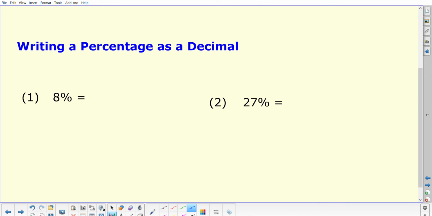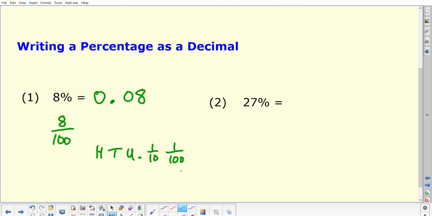And for writing a percentage as a decimal, you can first of all think about it as your fraction. So 8% we know is 8 hundredths. Your column headings, remember: hundreds, tens, units, tenths, and hundredths. So 8 hundredths means that would be 0.08. We would need an 8 in the hundredths column, and that's what it would need to look like. So you can try to remember that it's going into the hundredths column.